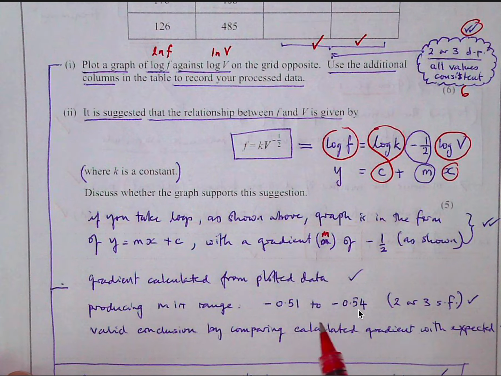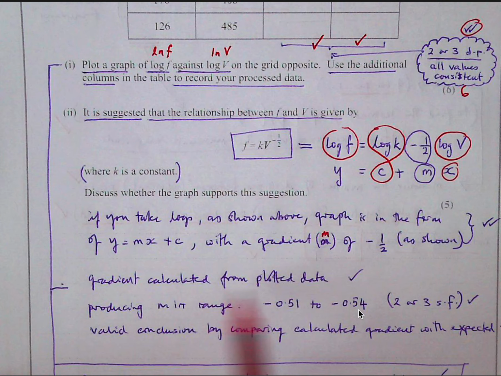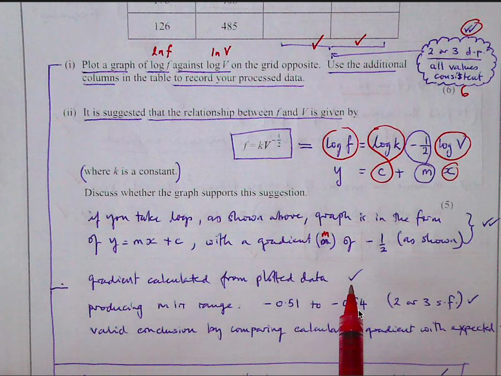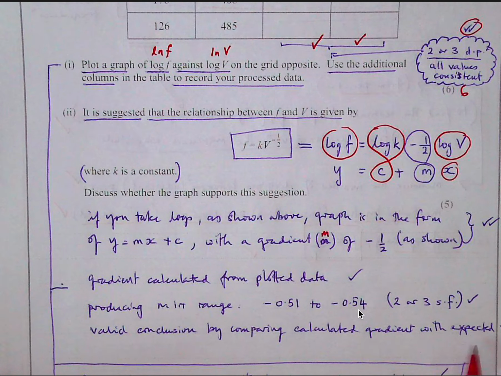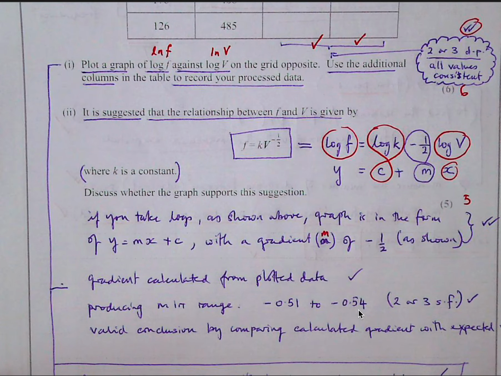Okay? And then the gradient calculated from the plotted graph, you get 1 mark for showing that the gradient calculated from the plotted graph is producing m in the range, as long as you're between 0.51 and 0.54 and shown the minus, to 2 or 3 significant figures. So 2 marks for this part, 1 mark here, 1 mark there, and then you make a valid conclusion, which is by comparing the calculated gradient with the expected minus a half, and you say they're very close. And that will give you your 5 marks.